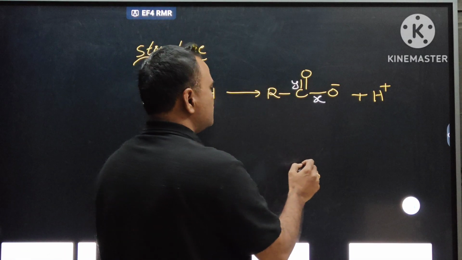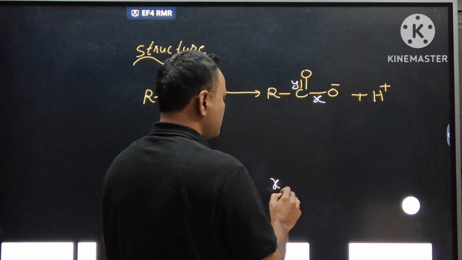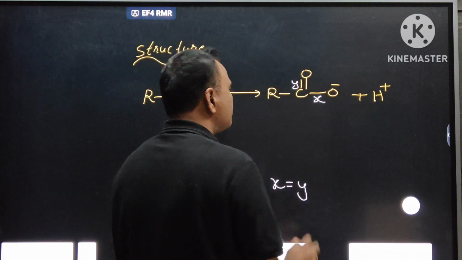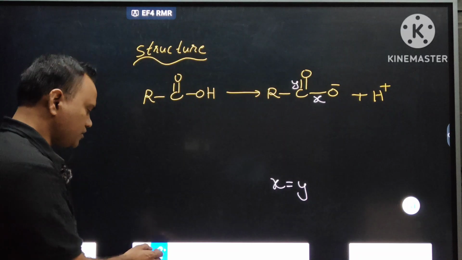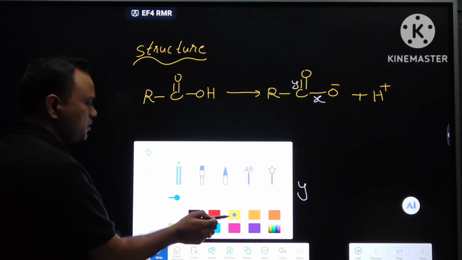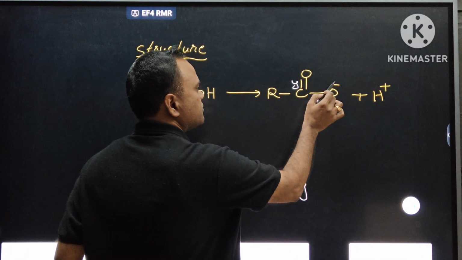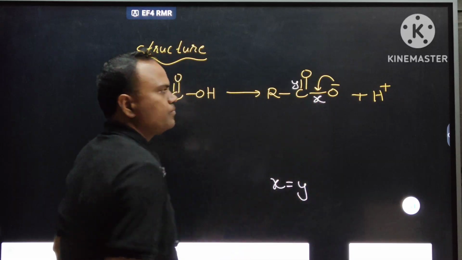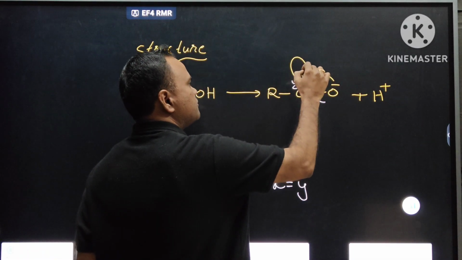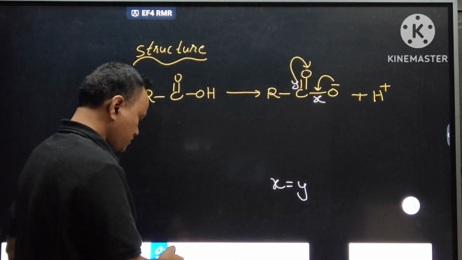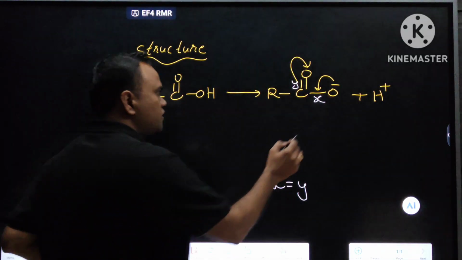The answer is X is equal to Y. Due to resonance in the carboxylate ion, the negative charge participates in the resonance. At that time, the double bond will shift towards oxygen to give this resonating structure.